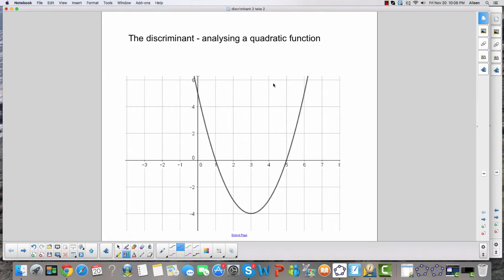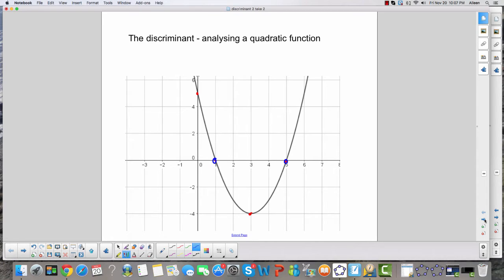Hello, this is our last lesson on functions. We're going to be looking at the discriminant, find out what it is, and how it's useful for analysing a quadratic function. We're already able to analyse a quadratic function. We're able to find the y-intercept, we're able to find the zeros, or the roots, or the x-intercepts. We're able to find the vertex. Our focus just now is about the roots, and we're going to find out more about the roots of a quadratic.